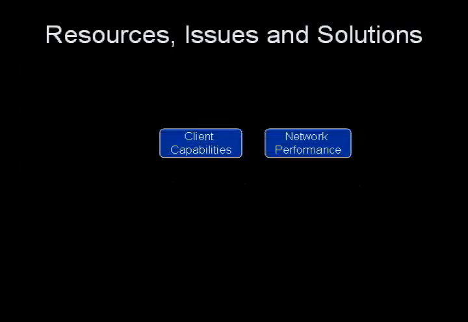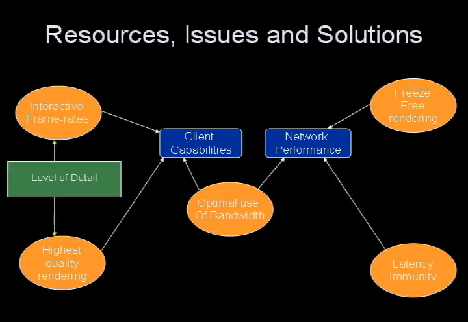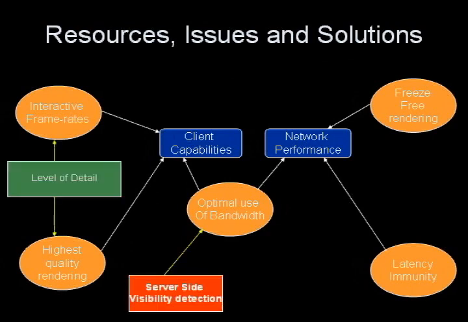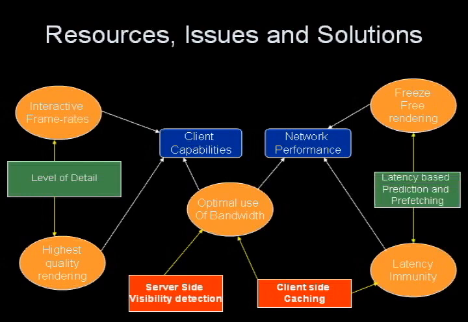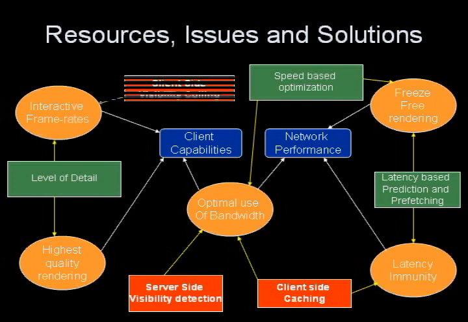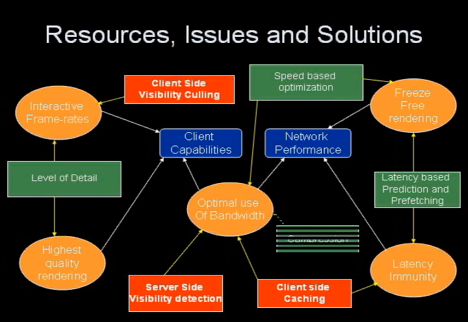The typical requirements of a streaming system are to achieve interactive frame rates, high quality rendering, and immunity from changes in latency. We utilize a combination of levels of detail, client side visibility culling, server side visibility detection, speculative prefetching with caching, as well as geometry compression techniques. The system ensures minimum server response time.